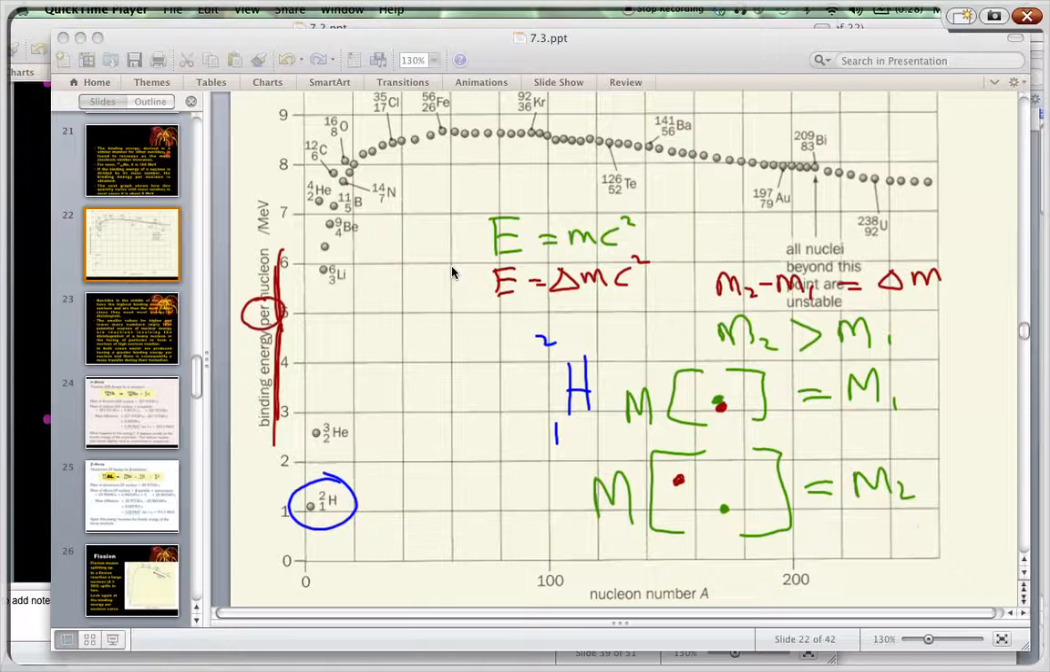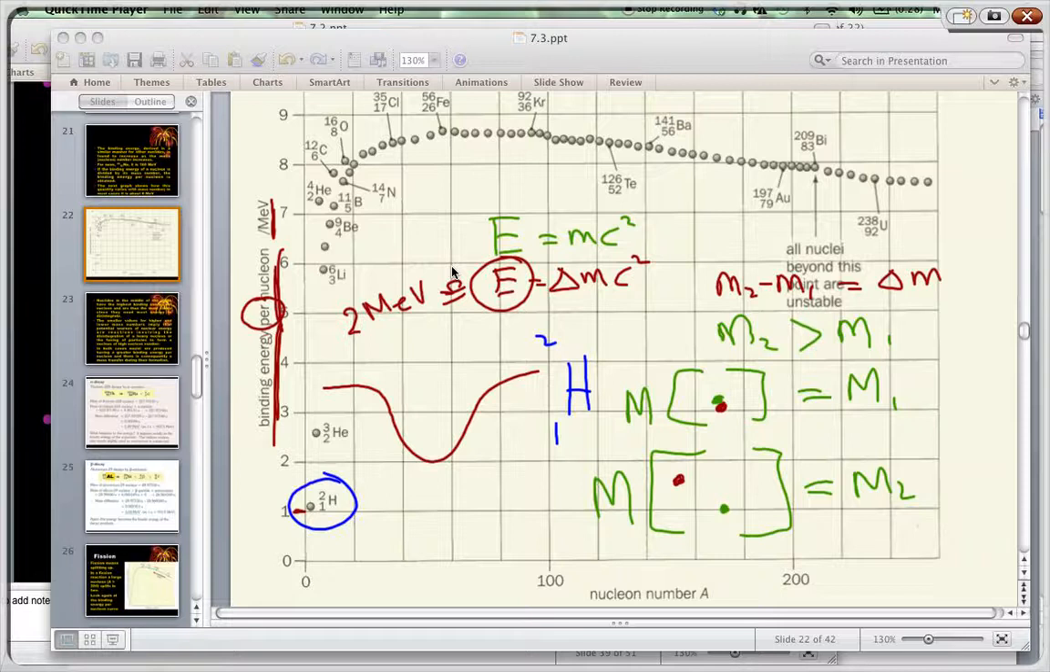It's for 1. So let's have a look here. I'm going to say that the binding energy here is 1. It's just above 1, but we'll take it as 1 MeV. So the binding energy per nucleon is 1. For 2 of them, it's obviously going to be 2 MeV. So this energy, which comes from the mass defect, is going to equal about 2 MeV.